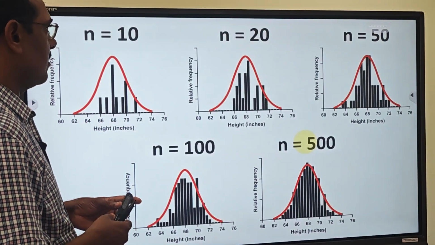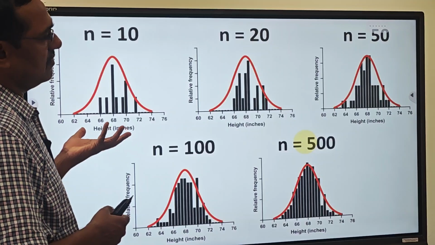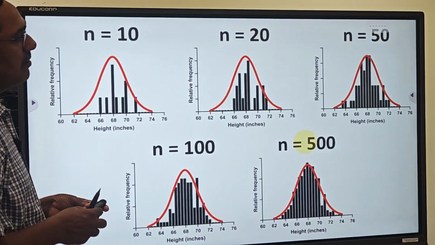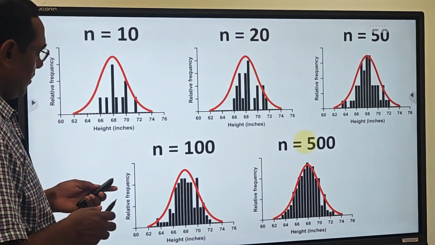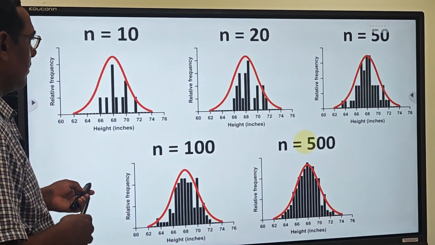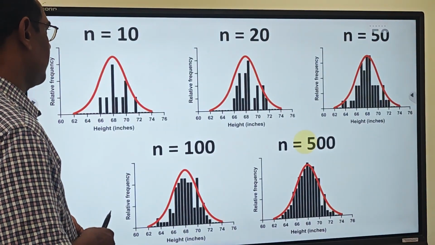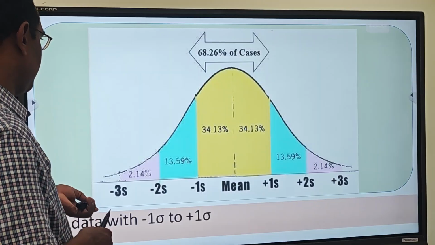It will always be better. In experimental studies, it can be 50. Survey means you have to go to 500, 600. Then our data will be better. If not, the data is not better, and the calculation will not be that powerful. So we have seen this.